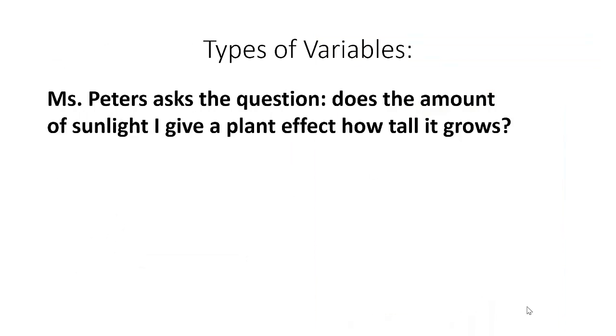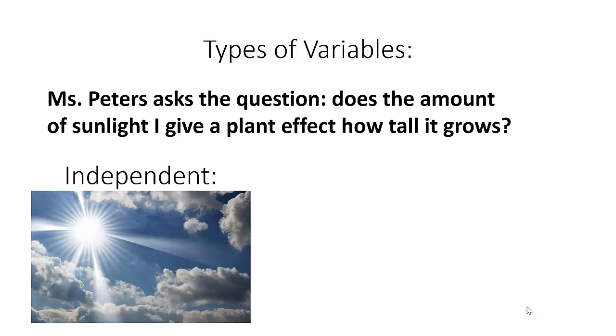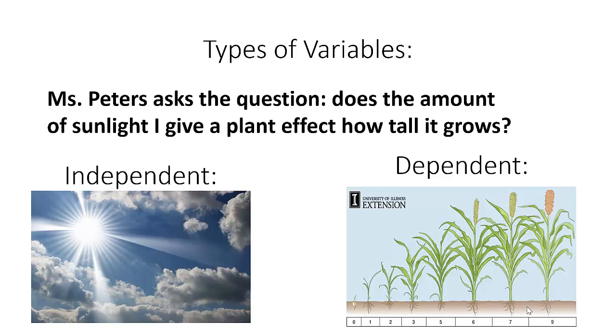Using our example from yesterday, let's take a look at this question once more. Miss Peters asked the question, does the amount of sunlight I give a plant affect how tall it grows? The independent variable, or the variable that Mrs. Peters is changing for each of the plants, is the amount of sunlight. What she will measure at the end of her experiment is how tall the plant will grow. That is her dependent variable.